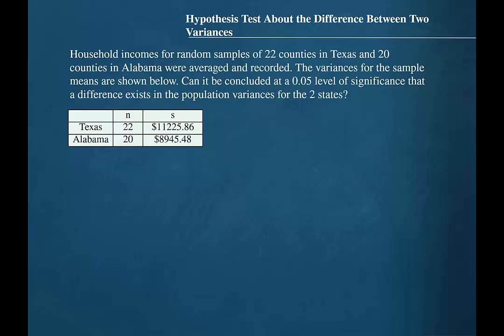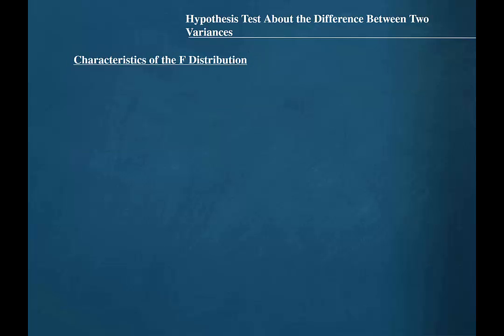The variances for the sample means are shown below. Can it be concluded at a 0.05 level of significance that a difference exists in the population variances for the two states? In order to conduct this hypothesis test, we will use the F distribution.